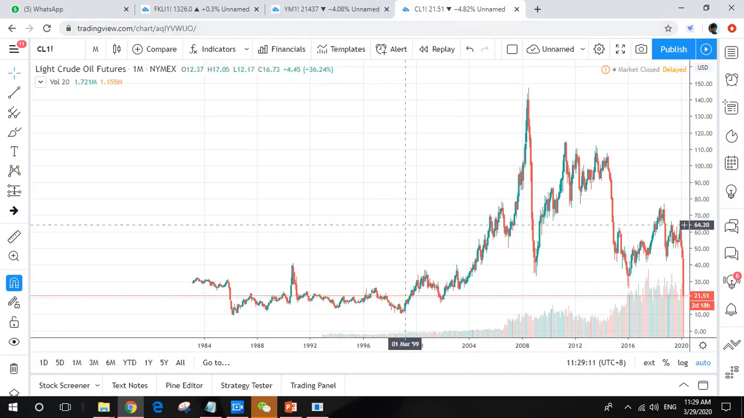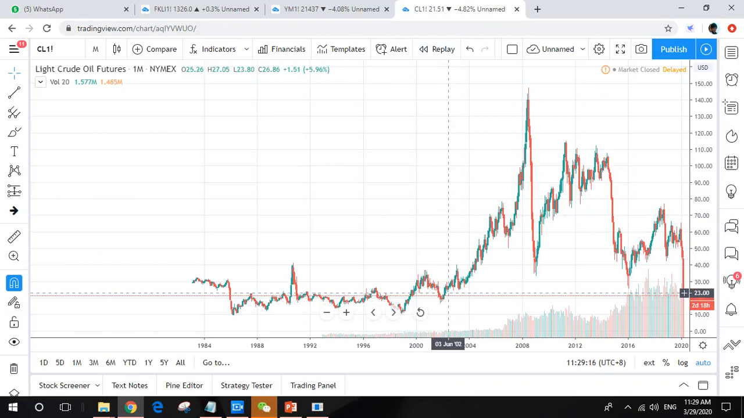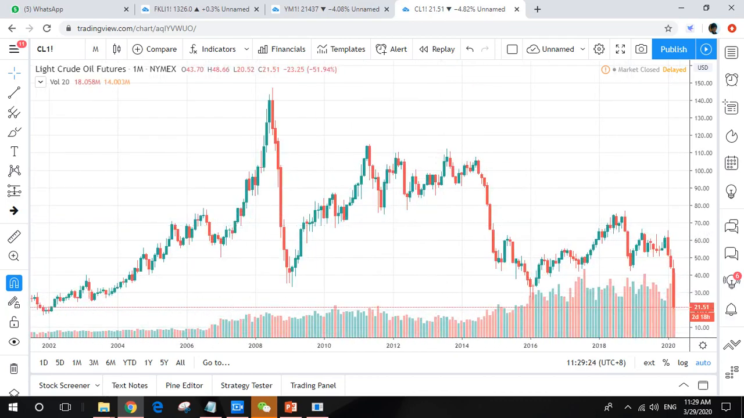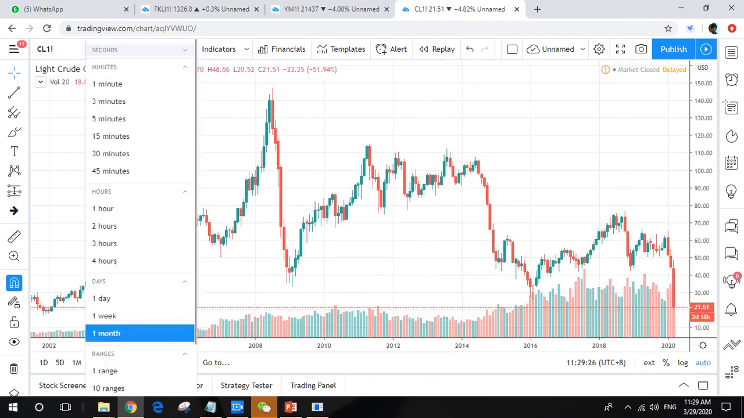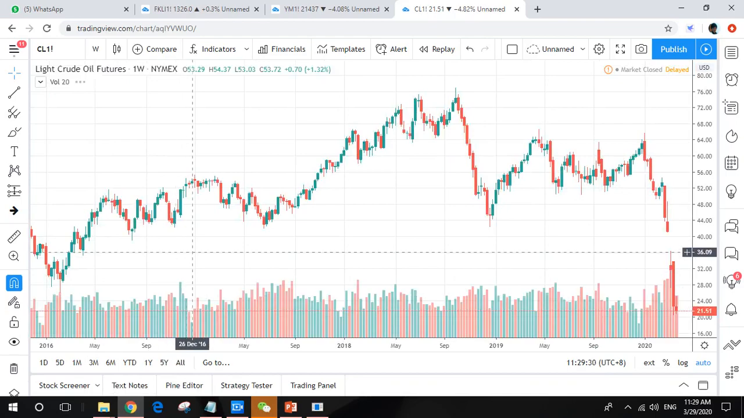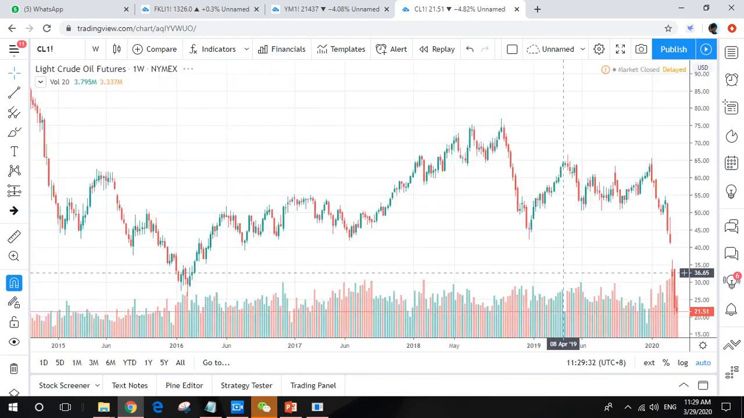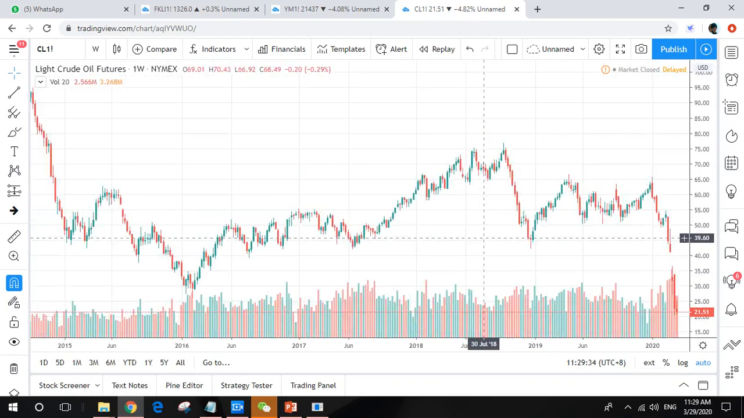Okay, and then let's look at the crude oil. Crude oil has hit the lowest since 2002, sorry, so it's more than 18 years low. It's quite bearish. On the monthly chart there is no rebound signal. Let's look at the weekly chart. The weekly chart is still closing in red candles without any rebound signal.